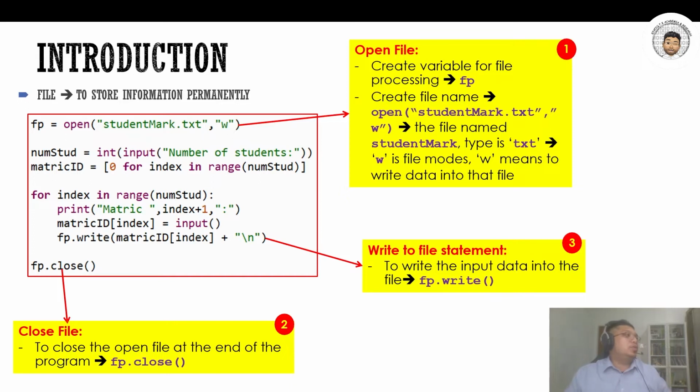When you want to store the information permanently, this is the first command that you need to know: open file. And then once you want to store information, it is fp.write. Let me just show you in Thonny.